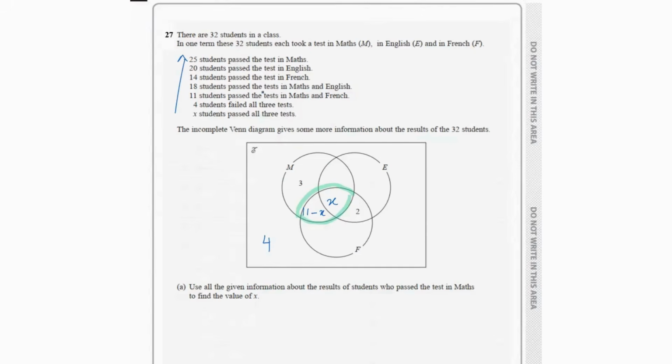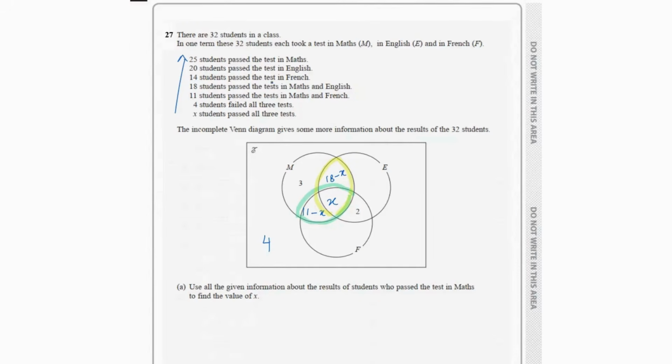Then 18 passed the test in maths and English. This is maths and English. So again, all of this is 18 and a part of it is x. So this is going to be 18 minus x.